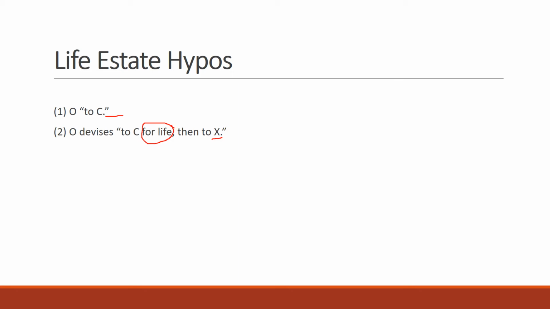Okay. So let's change this a little bit. Let's say that we cross out this language here at the end, and let's say that the conveyance just read O to C for life. Well, then C still would have a life estate, but we would have a reversion. Why would we have a reversion? Well, there is a remaining interest. What happens to the property after C dies? Something needs to happen to the property. And in this case, because we removed the third party remainder conveyance here, we would have a reversion. O would get the property back after C passes away.